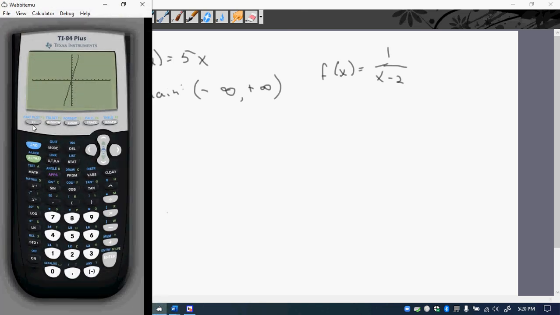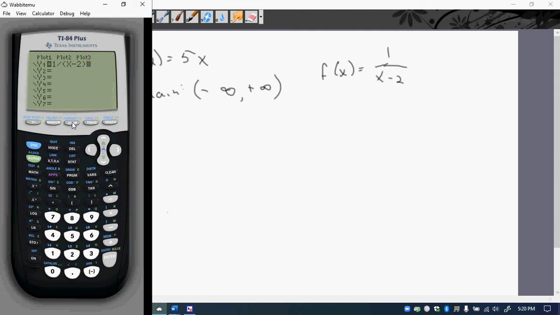So we'll go to y equals, let's clear out the equation that's there. And then I'm going to type in a 1. Then this means division, this denominator line here, so we put that there. Now to say x minus 2, we don't just put in x, we have to use parentheses because we want all of x minus 2 in the denominator. If you just say x, then it's just going to be 1 divided by x and then subtracting 2, and you won't get the right graph that you're looking for.